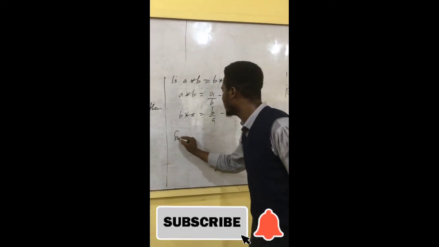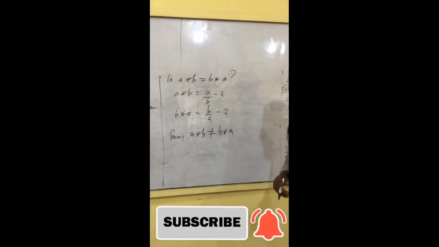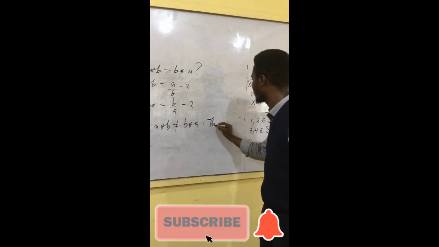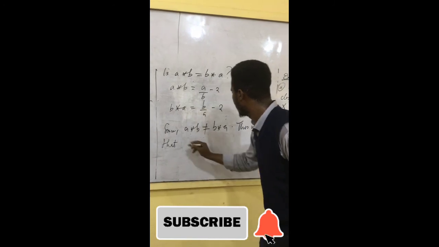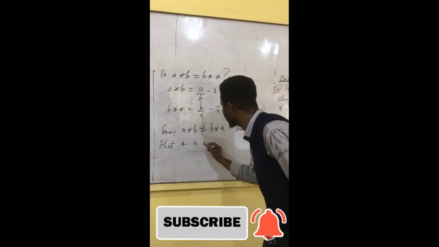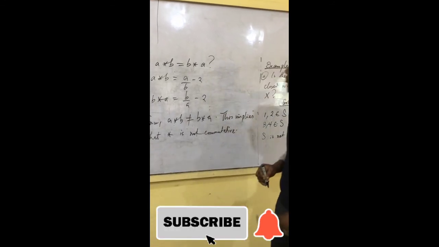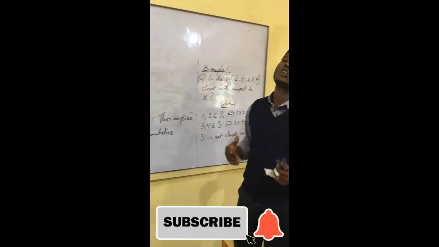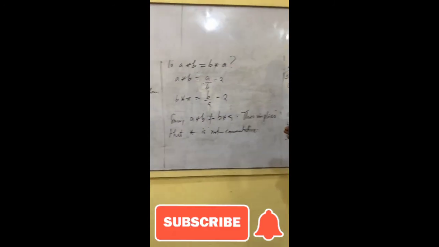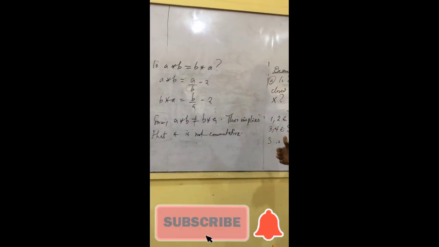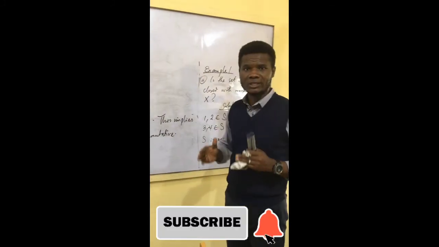Clearly, A asterisk B is not equal to B asterisk A. And what does that imply for the binary operation? This implies that asterisk is not commutative. So, to show that a binary operation is commutative or not, all you have to do is compare one order of arrangement or one order of combination with the reverse order of combination. If the results are the same, then the binary operation is commutative. If it is not, it is not commutative.